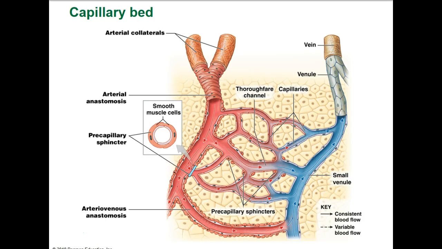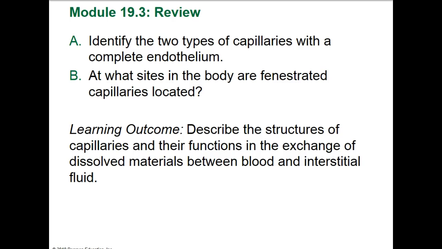So this picture shows you what a capillary bed looks like. And it shows you all of these different components we were just talking about: the anastomoses, the sphincters, the thoroughfare channels. Okay, so what were the two major types of capillaries we talked about? Continuous. Okay, continuous and fenestrated.